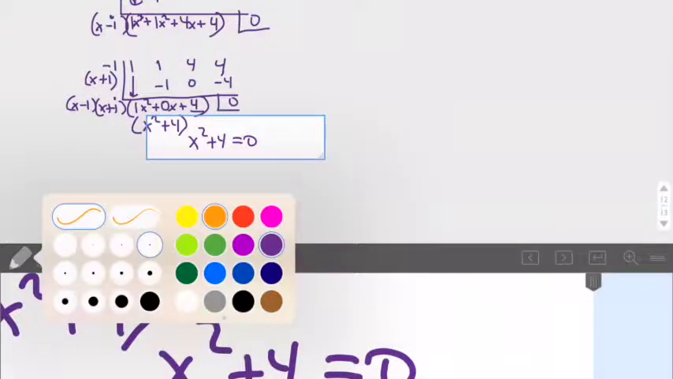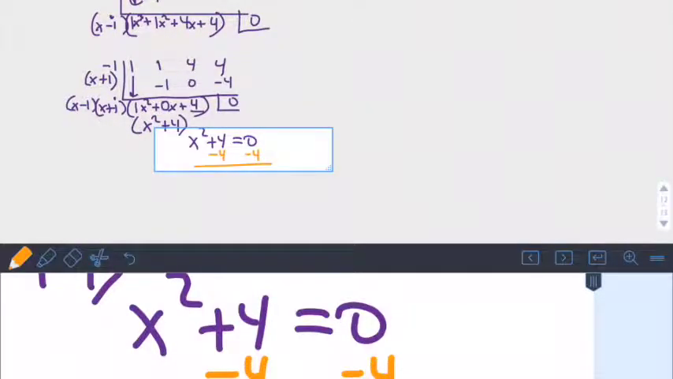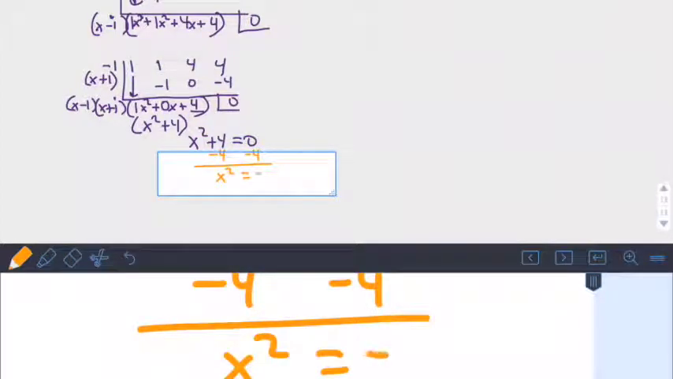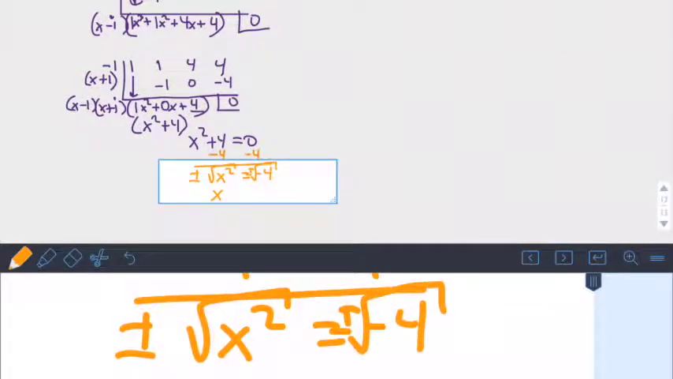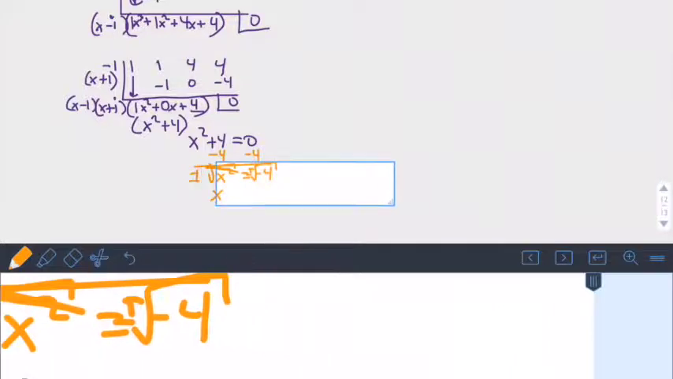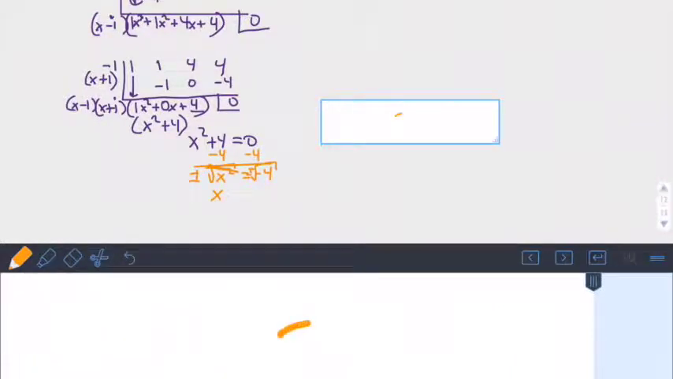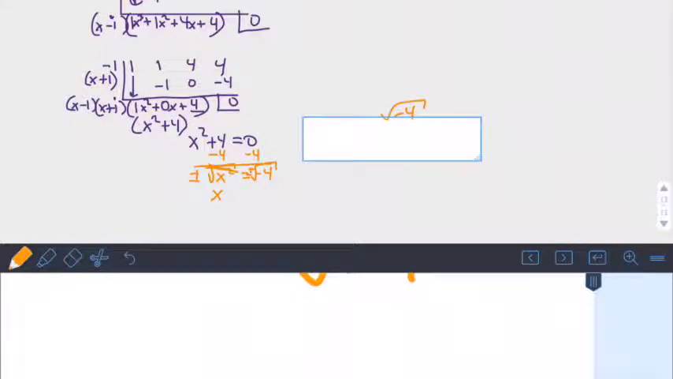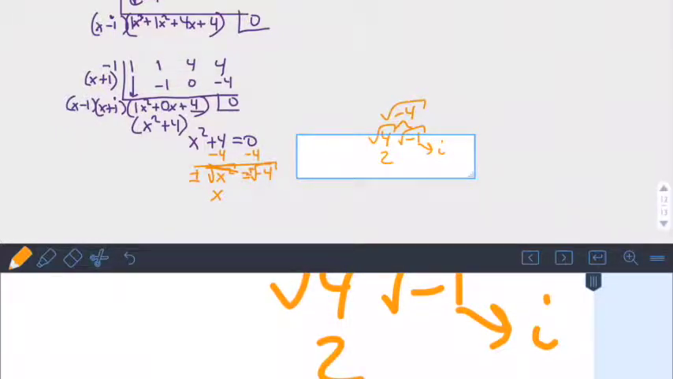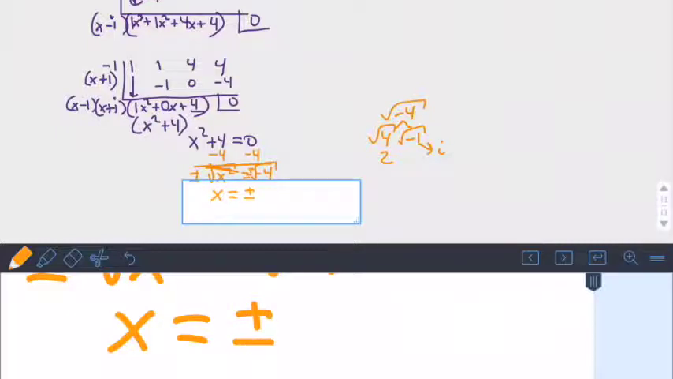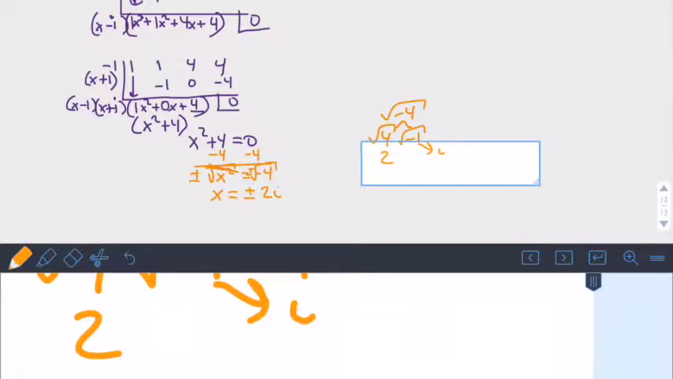And if I were to solve this, I would subtract 4 from both sides. And then I would need to take the plus or minus square root, okay, which makes this just x, right? Square root and square cancel. And then this I need to break down. So I could break this down into 4 and -1. Well, the square root of -1 is i, and the square root of 4 is 2. So I get x equals plus and minus 2i.